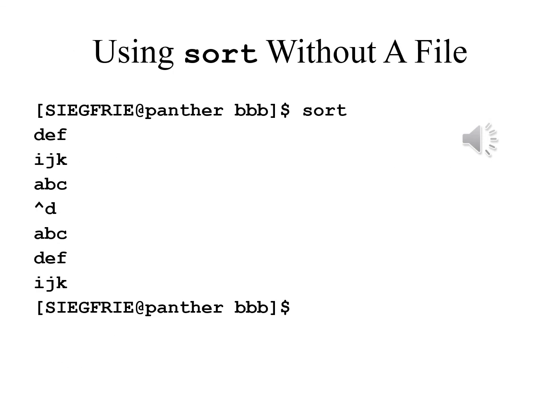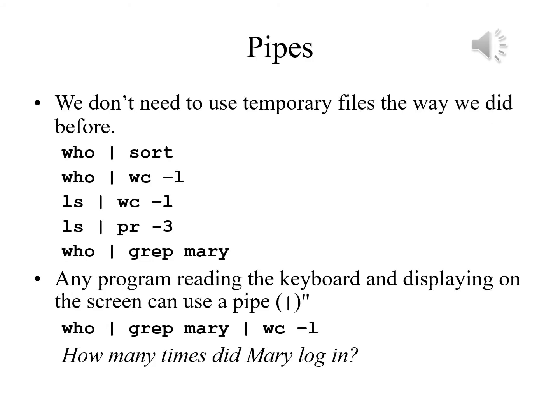If I type sort without entering a file name, it will allow me to type input, and it will allow this until I press Ctrl-C to kill the program, or Control-D to indicate that's the end of the input. If I type Control-D, it will then list the lines that I typed in sorted order, as you see on the slide. It is very clumsy to use temporary files in this fashion.